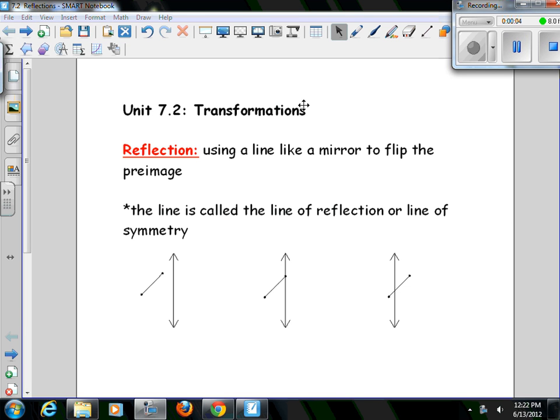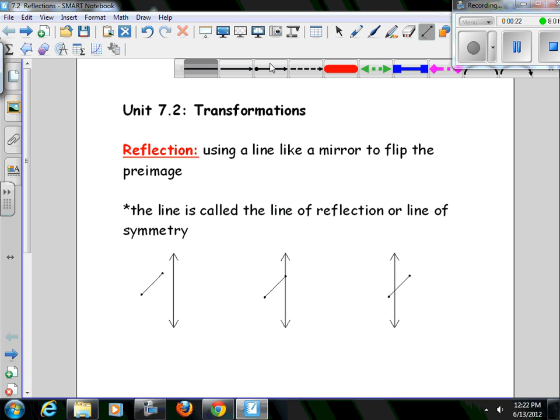Today we're going to continue our discussion of transformations, and in particular we'll be talking about reflections. Reflection is using a line like a mirror to flip the pre-image. The line is called the line of reflection or the line of symmetry. And what we're going to attempt to do is actually reflect these images across this mirror line.